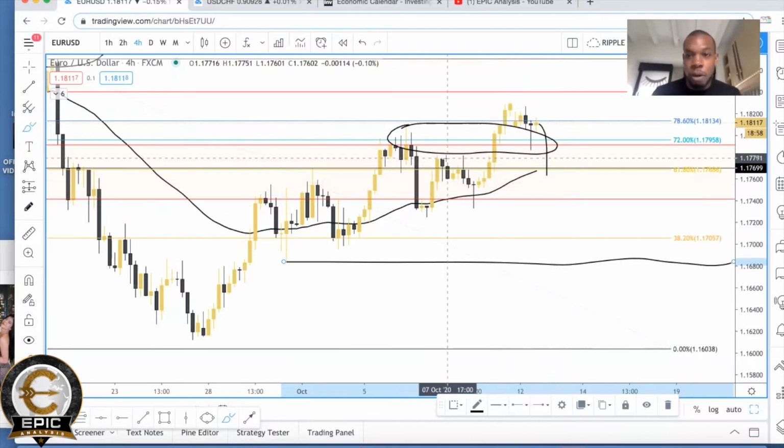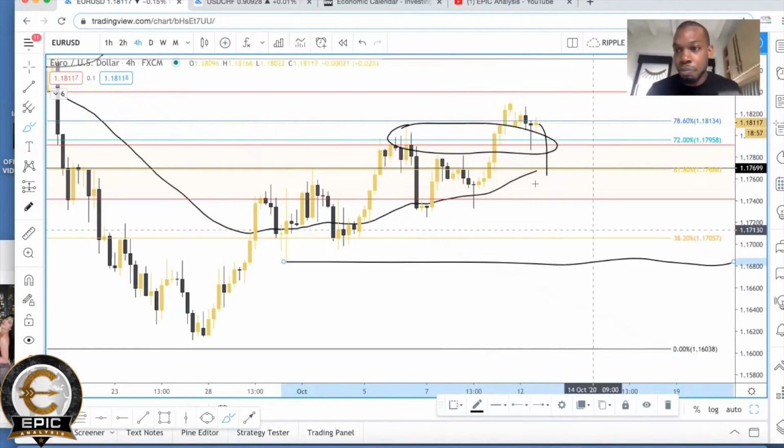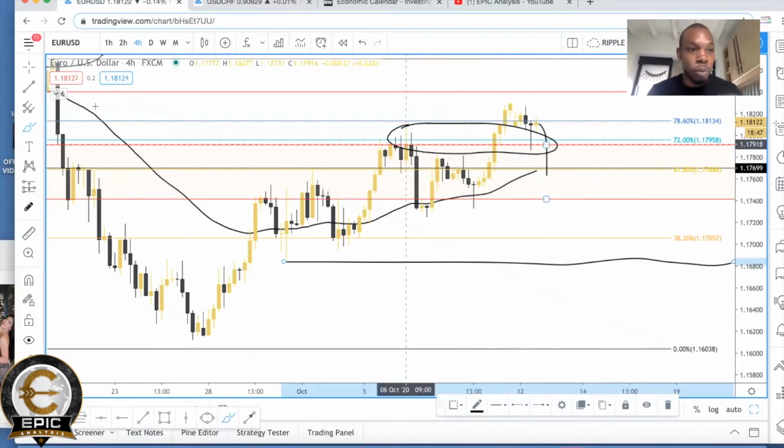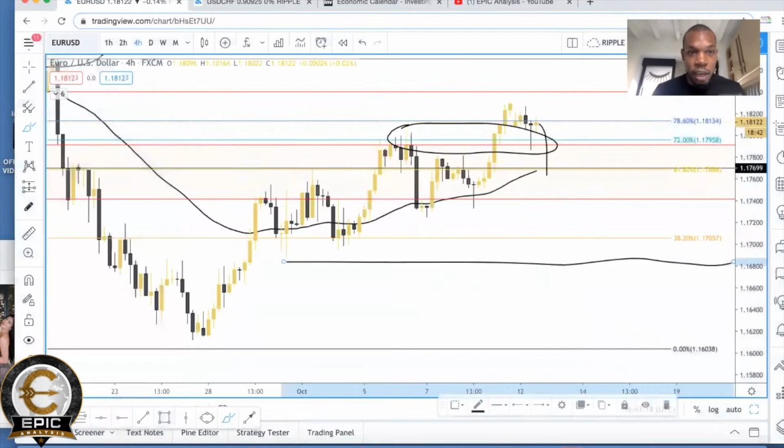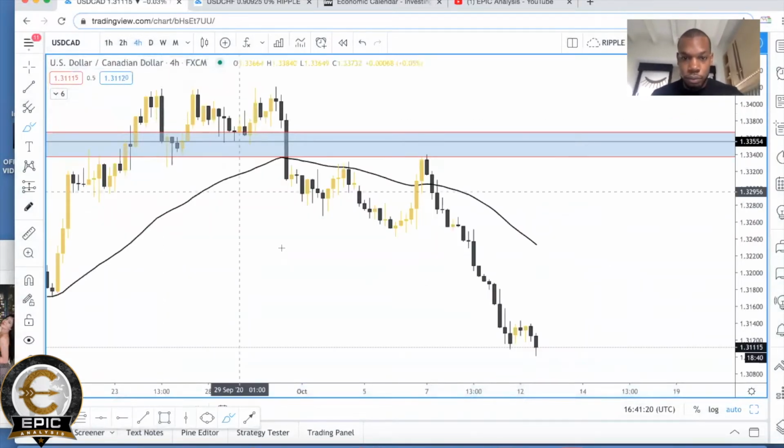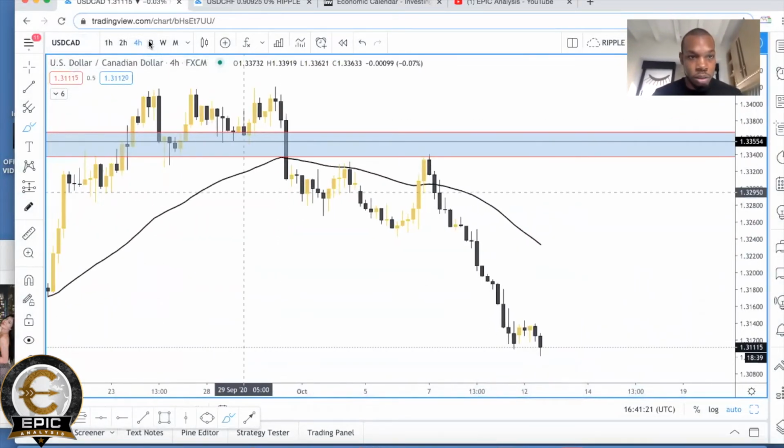Yeah, so that's pretty much what I'm looking at for Euro USD. I wouldn't be surprised if 1.19 got hit, especially if price can hold around 1.175 and doesn't break below 1.17. All right, USD CAD went pretty bearish.